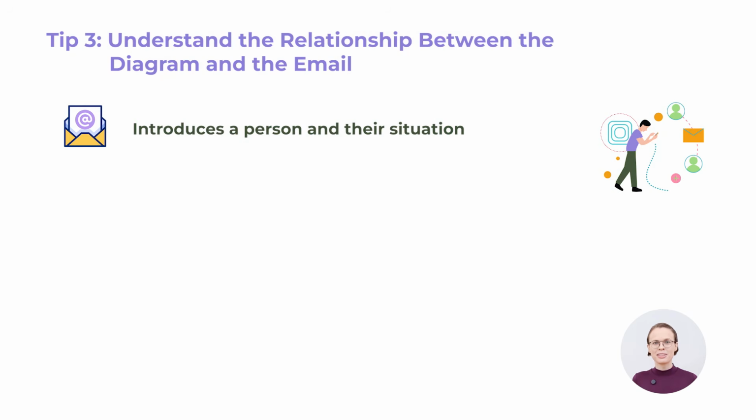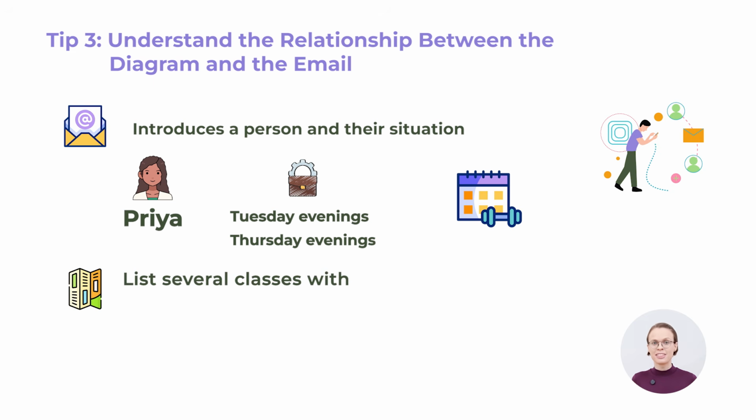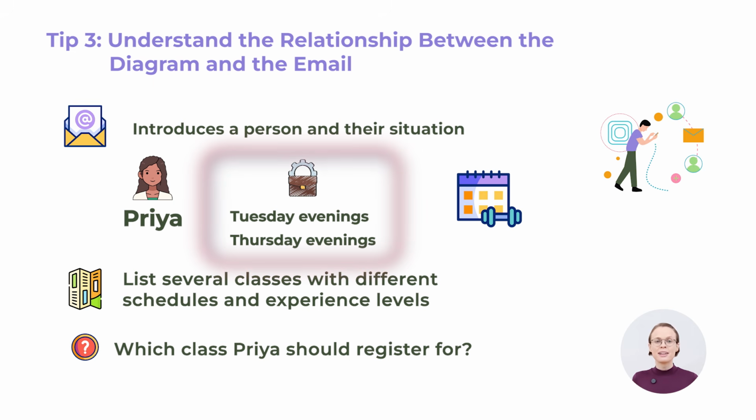For example, the email might describe a woman named Priya who works Tuesday and Thursday evenings. Priya is looking for a beginner fitness class. The brochure might list several classes with different schedules and experience levels. A question might ask which class Priya should register for. To answer it correctly, you need to check the schedule from the brochure against the constraints described in the email. Priya doesn't have time on Tuesday and Thursday evenings because she works during those times.